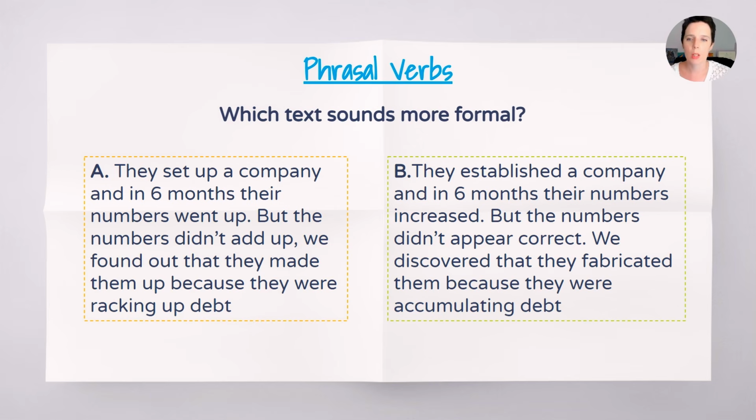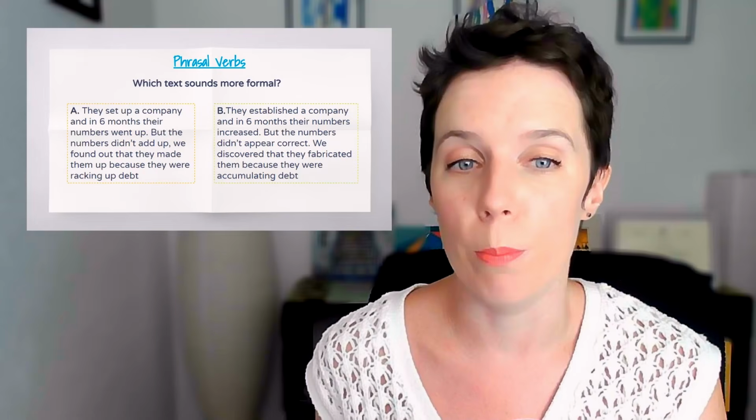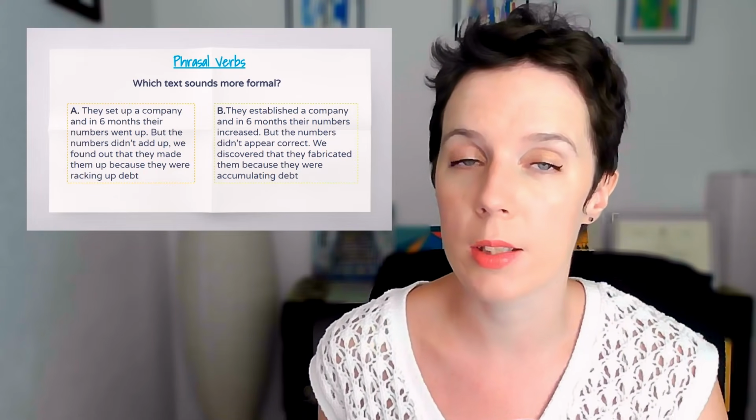So A, we've got, they set up a company in 6 months, their numbers went up, but the numbers didn't add up. We found out that they made them up because they were racking up debt. Versus B, they established a company in 6 months, their numbers increased, but the numbers didn't appear correct. We discovered that they fabricated them because they were accumulating debt. So you tell me, which one sounds more formal to you, A or B? I'll give you 3 seconds to answer. Off you go.